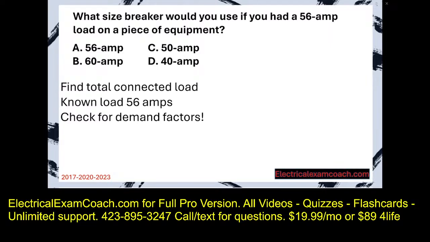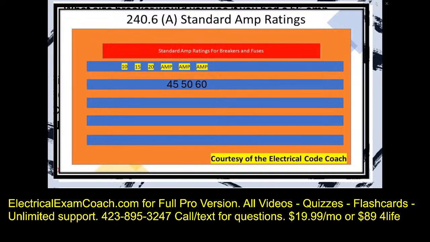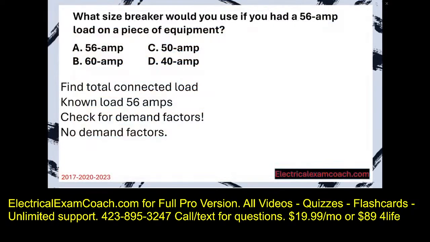It also doesn't call out a specific type of equipment, like a motor or air conditioner compressor, that might lead us to other sections of the code. Therefore, there are no demand factors. We head over to table 240.6a and we select the next size up. In this case, we have a 56 amp load, which would lead us to select a 60 amp overcurrent device.